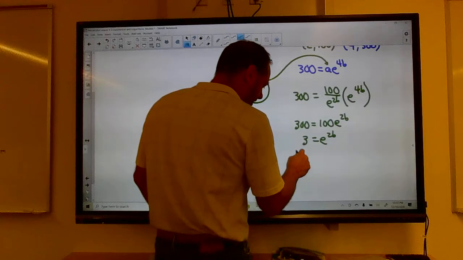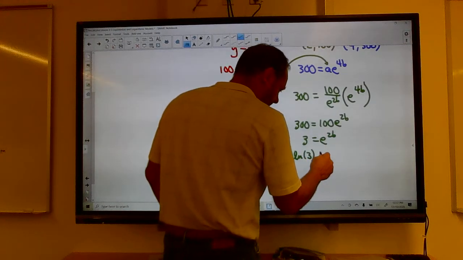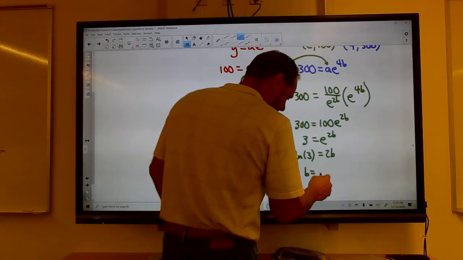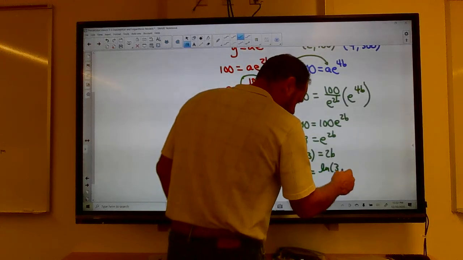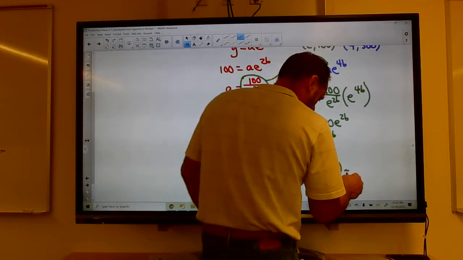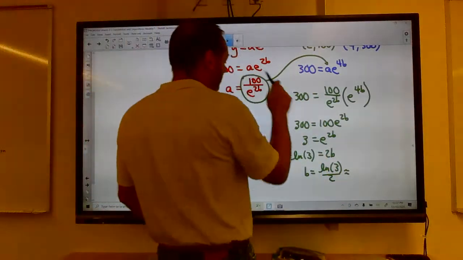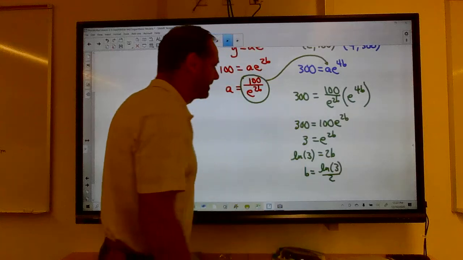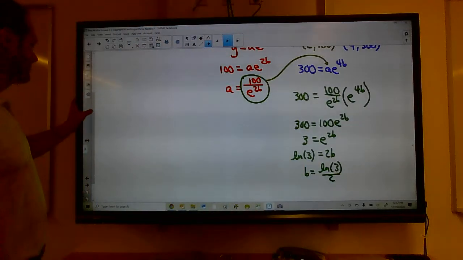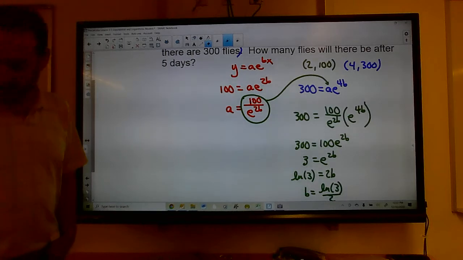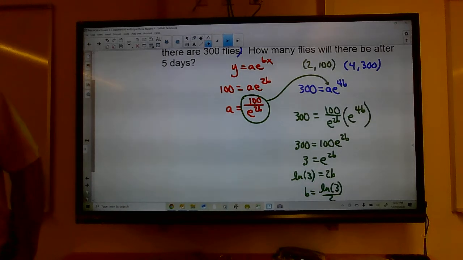I can natural log both sides. And I can divide by 2. So, I'm going to leave that exact value right there. I'm not going to change that into a decimal. So now I know what b is. So I can take that and I can put that back into my original equation.